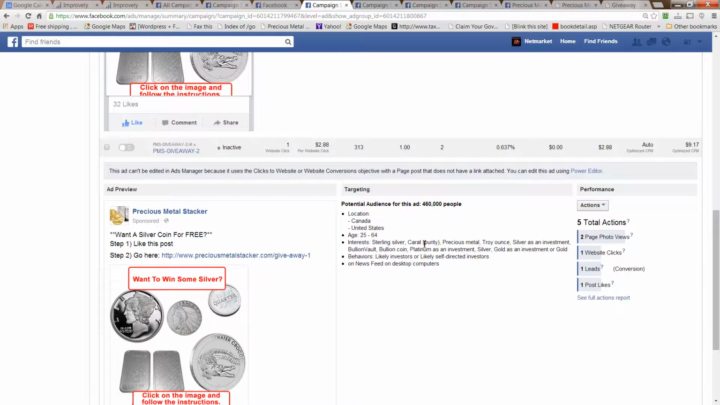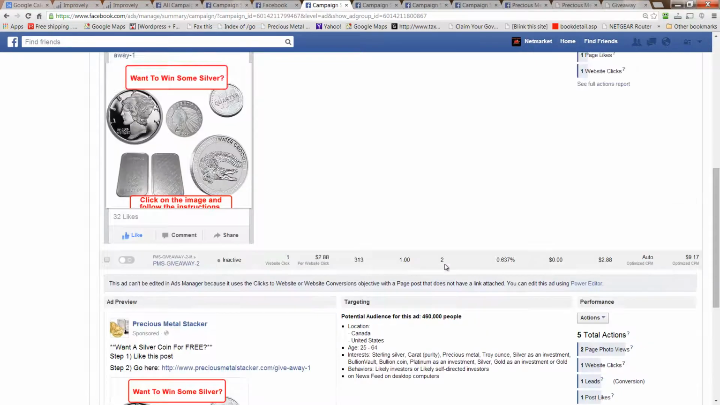Here were the interests. These were interests that we believed would be interested in, of course, silver investing, based on some of the terms. So basically silver and gold investing, precious metals, troy ounce, silver as investments. And then also we looked at behaviors. We wanted people who were likely investors or likely self-directed investors. It gives us an audience size of around 460,000 people.